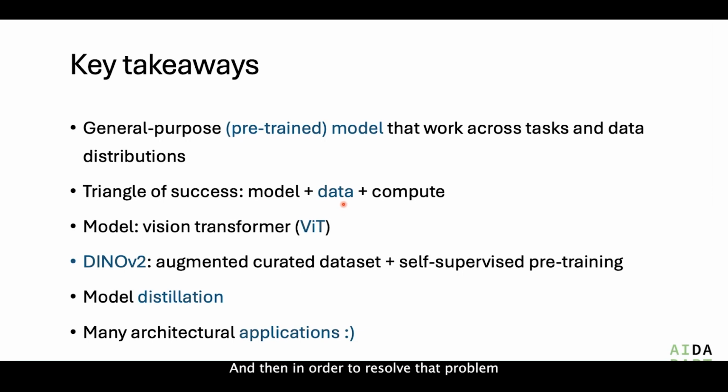And then, in order to resolve that problem with the data set, DINOv2 performed this automated pipeline to come up with an augmented curated data set. And then a self-supervised pre-training, which of course needs Meta's capabilities in order to train it. And then on top of that, you can also distill smaller models from larger models that were pre-trained. And on top of that, we see that there is some flavor of many applications in architecture and some other fields, but we can actually reuse what was presented here.